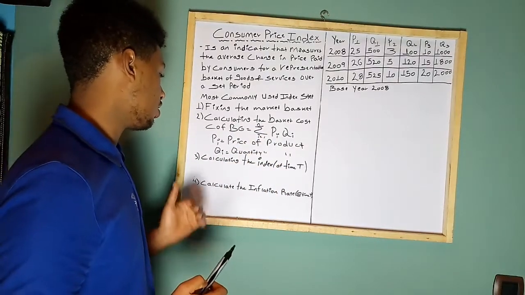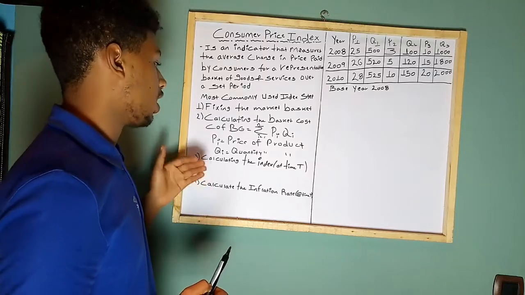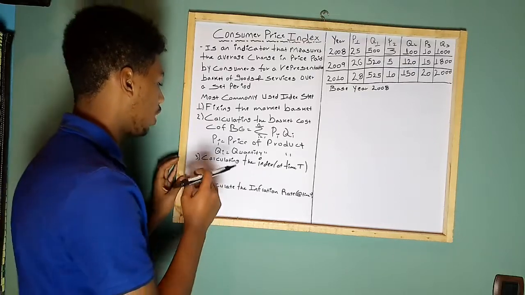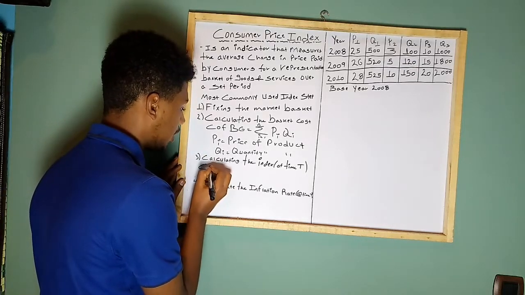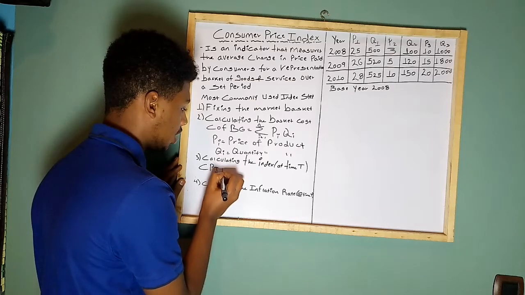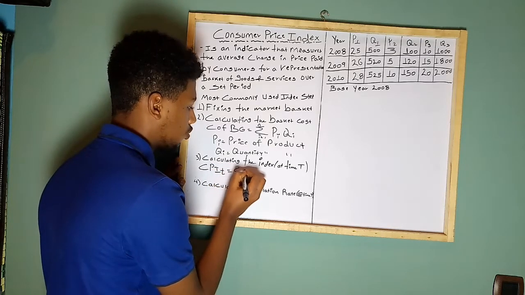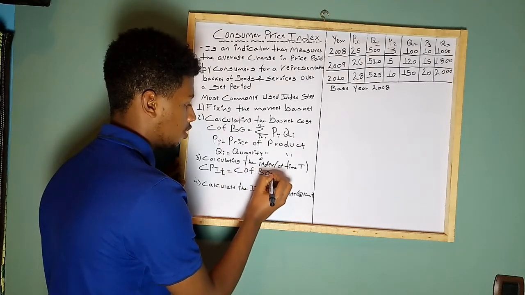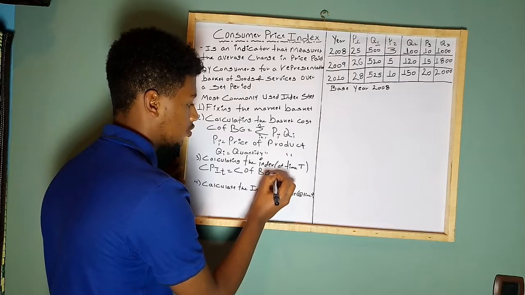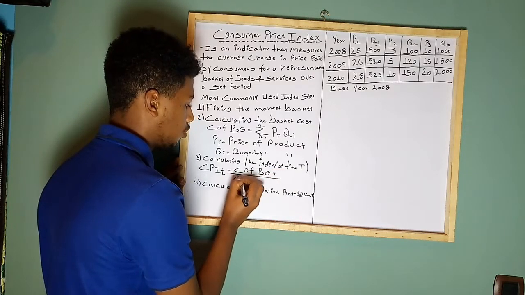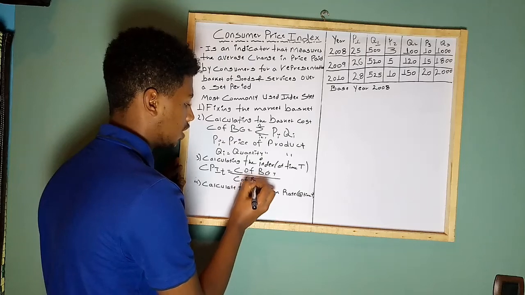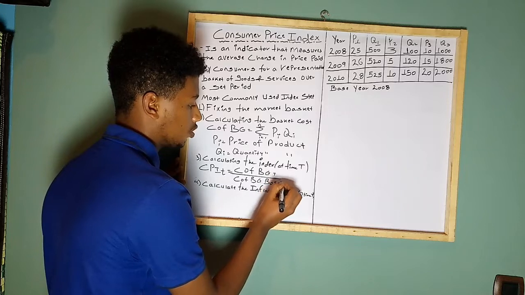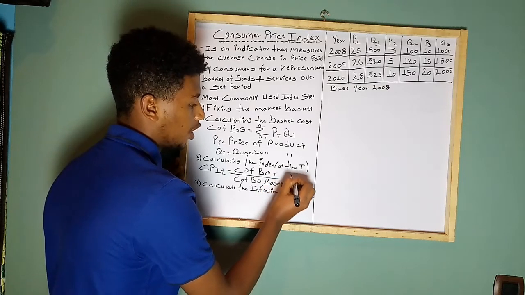And the third one is calculating the index, or the consumer price index at time t. Therefore, in order to calculate the consumer price index at time t, it is the cost of basket of goods at time t divided by the cost of basket of goods at the base year, multiplied by 100.